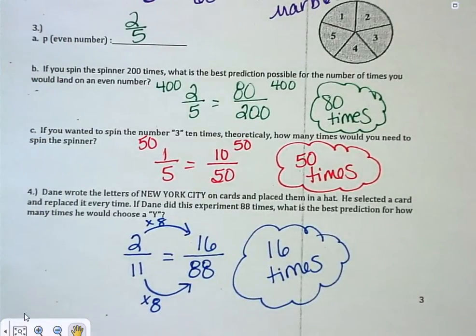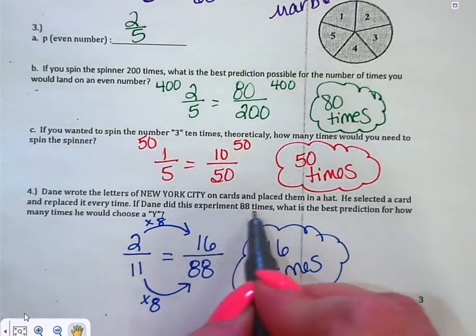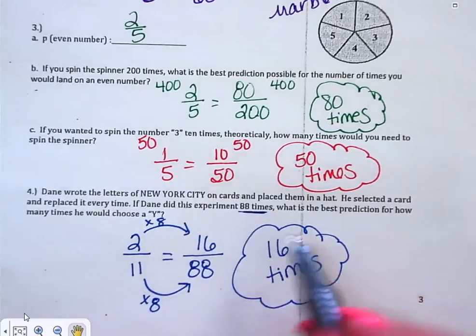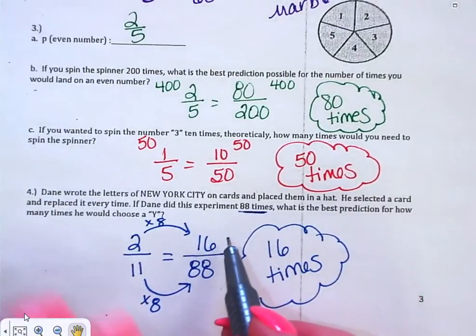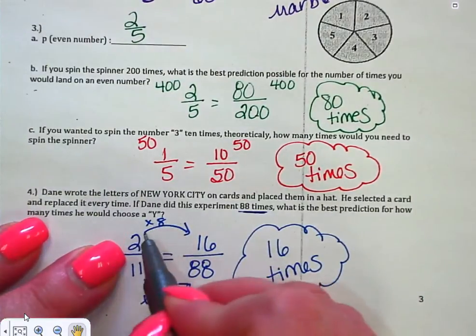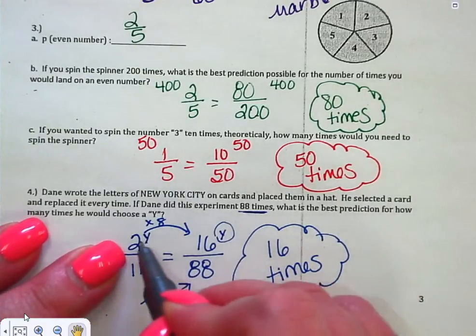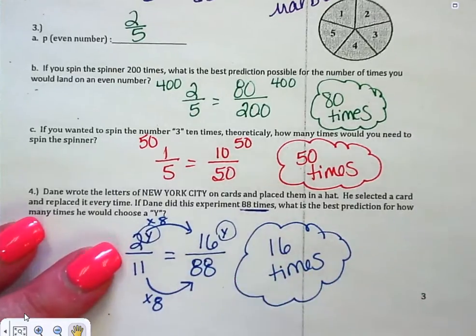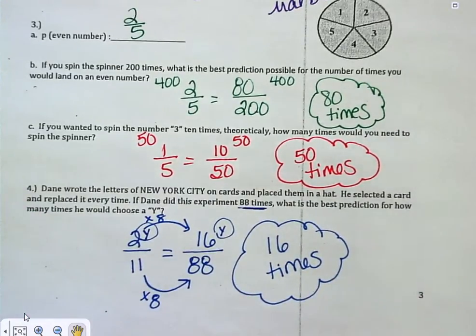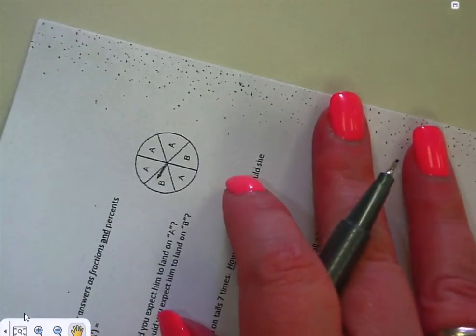Any questions about that one and how I knew to put the 88 in my denominator? Yeah. How did I know? Because it said if he did the experiment 88 times, how many times would he choose a y? So the y was here. So if I was looking for the y again, it would have to be here. So that's what I was looking for, so that's how I knew. Does that help? Okay. All right, let's move on to the next page so we can wrap these notes up.